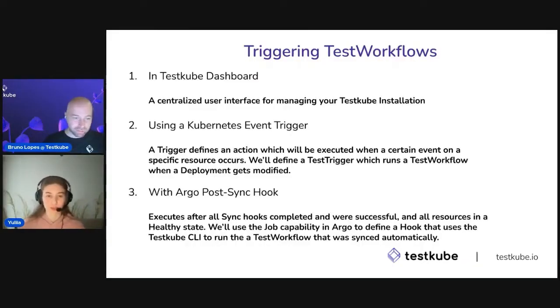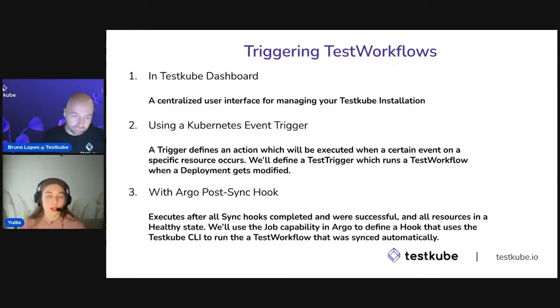Let's move to the Kubernetes event trigger and Argo post hook. So I will quickly cover both these points. In Testkube, event triggers allow you to trigger the execution of a workflow based on Kubernetes events, for example, when a deployment gets updated or an ingress deleted, and so on and so forth. Whenever a resource gets updated in your cluster, be it by ArgoCD or kubectl or any other process, your test workflow will always execute. You can currently manage event triggers in the Testkube dashboard and using kubectl.